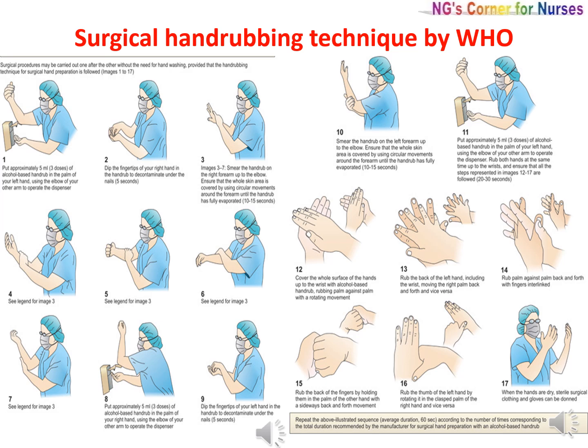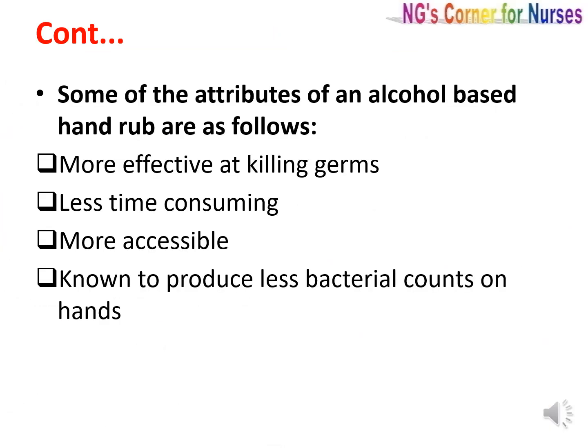Repeat this sequence, averaging 60 seconds, the number of times that adds up to the total duration recommended by the alcohol-based hand rub manufacturer's instruction. This could be 2 or even 3 times. There are some attributes of an alcohol-based hand rub as follows. More effective at killing germs, less time consuming, more accessible and known to produce lower bacterial counts on hands.